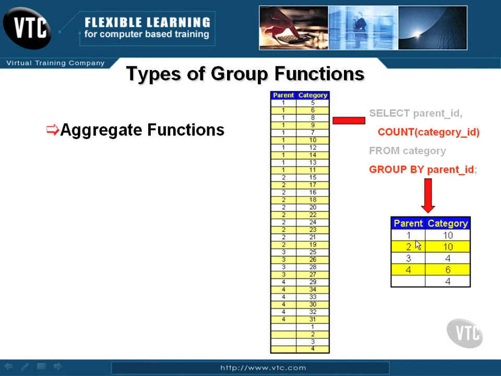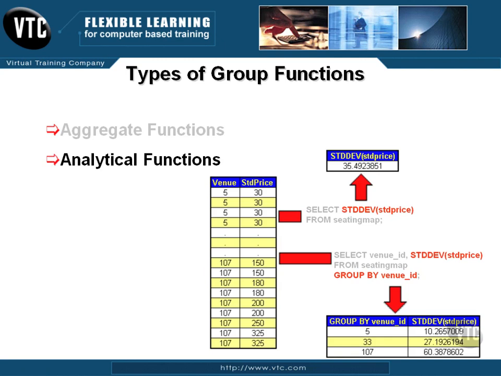And we can see that parent 1 has 10 subcategories, 2 has 10 as well, 3 has 4, 4 has 6, and there are 4 that are null, namely the parent categories.